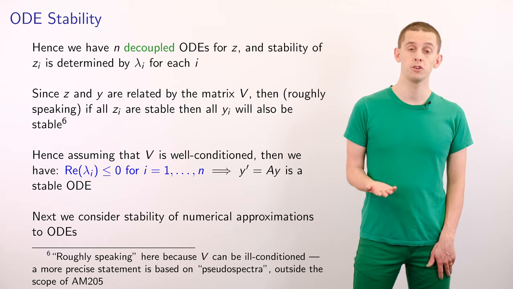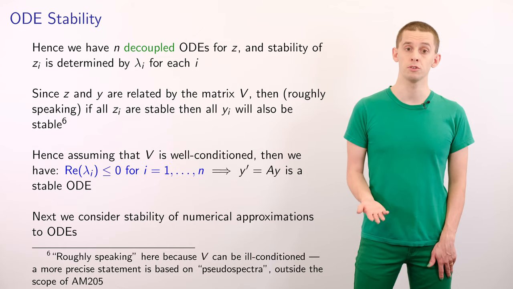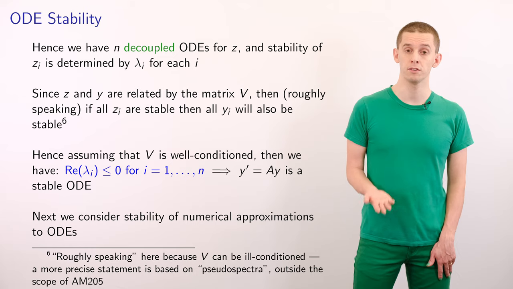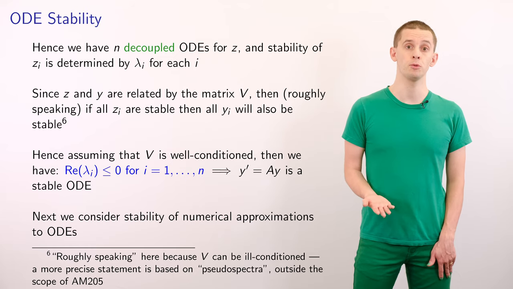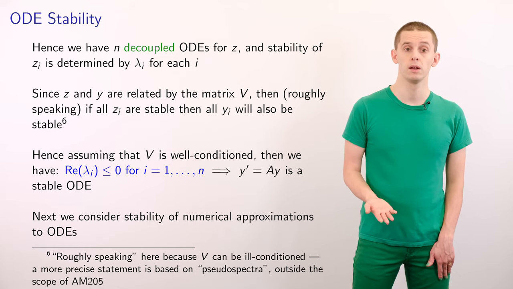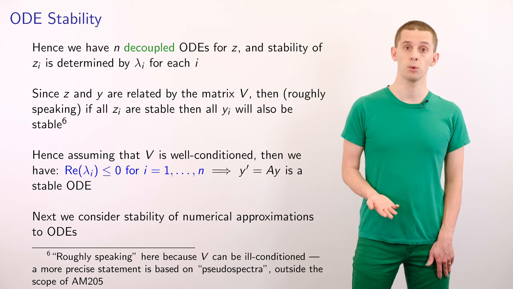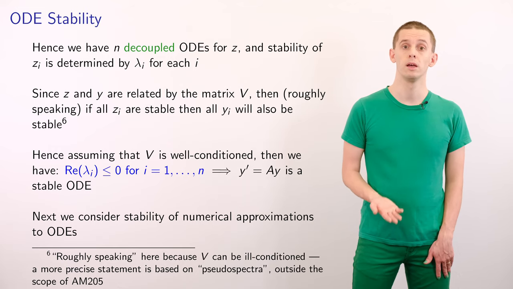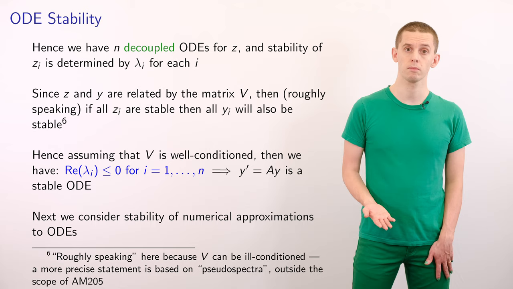And therefore, assuming that our matrix V is well conditioned, then we have that if the real parts of all of the lambda i are less than or equal to zero, then that tells us that our equation y prime equals Ay will be a stable ODE.